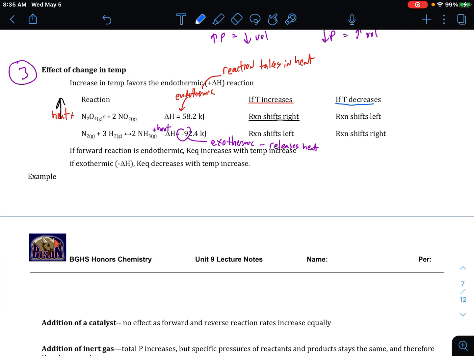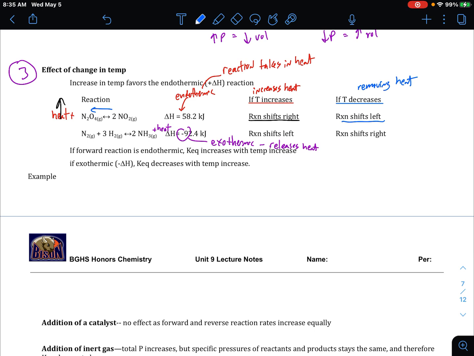And if we decrease the temperature, that means removing heat. I should actually write over here, if temperature increases, I'm going to say increases heat. Okay, so if we decrease the temperature, we remove heat, and remember the system always responds to replace what was removed. So the reaction would shift left if you cooled it down.